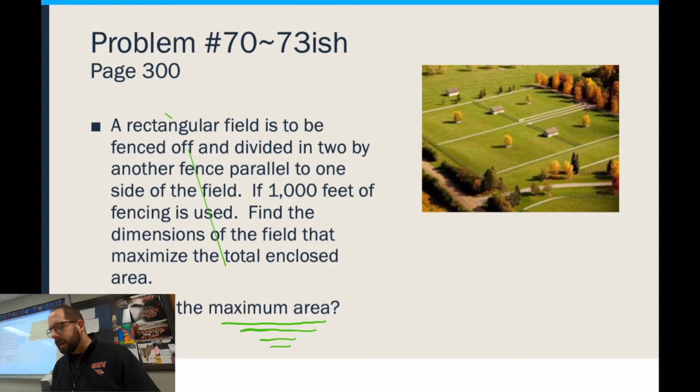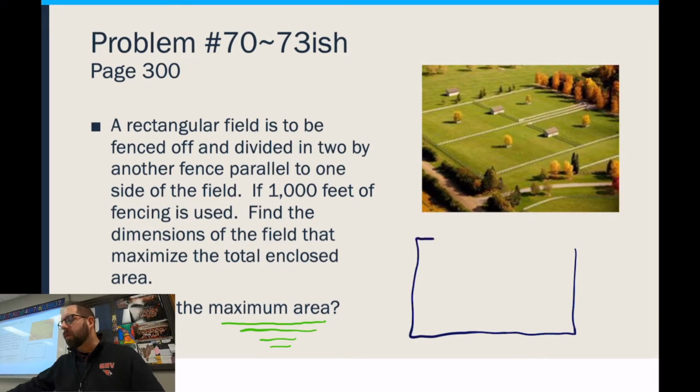Now, here's the idea. On this particular problem, we have 1,000 feet of fence, and we're dividing it into two separate pens here. So we have a rectangle of some type. I have a kind of picture there. You will have no pictures for yours. I just give you the story problem. These pictures are just generic. I found them on Google anyway.